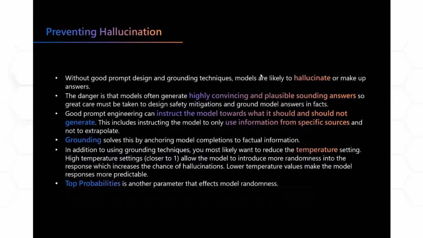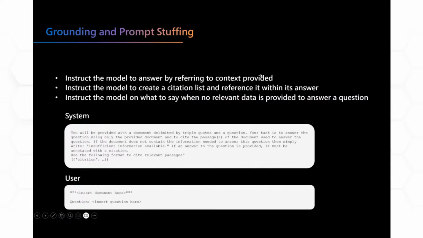And well, how do you ground? What you can start with is instructing the model to answer by referring to a specific context provided, and instructing it to create a citation for any answers it provides. And then you instruct the model on what to say and what not to say. And then if there's no relevant data provided, not to answer the question.